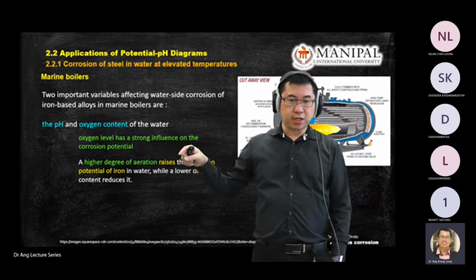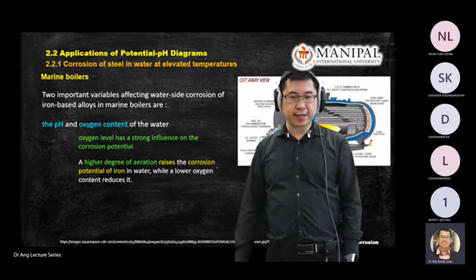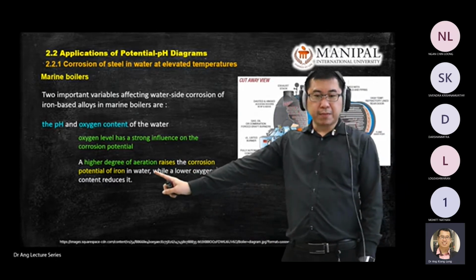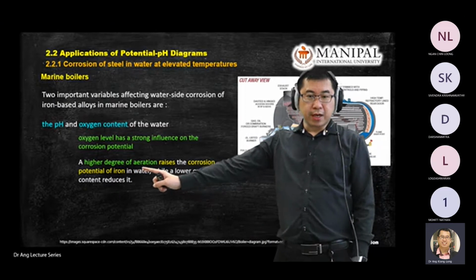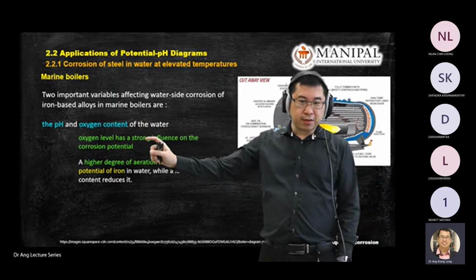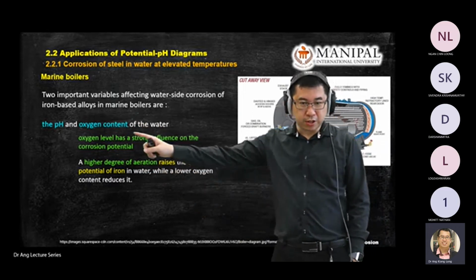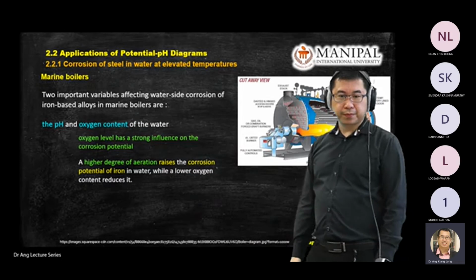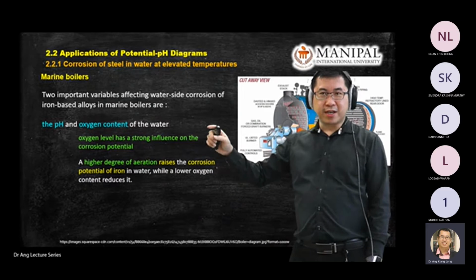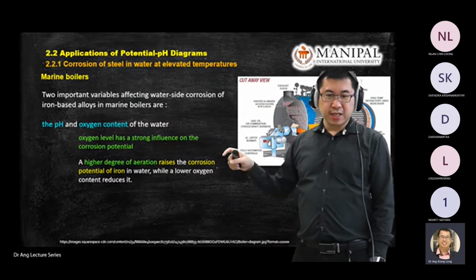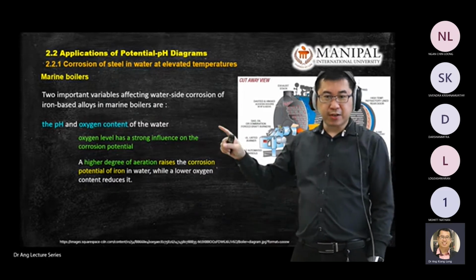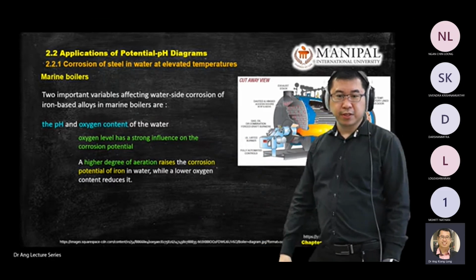This is just to expand the point. Some thermodynamic or chemical terms: aeration means oxygen level. A higher content of oxygen contributes to a higher y-axis value. The y-axis value on this diagram is your potential.